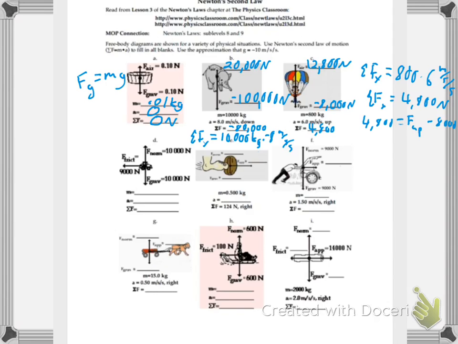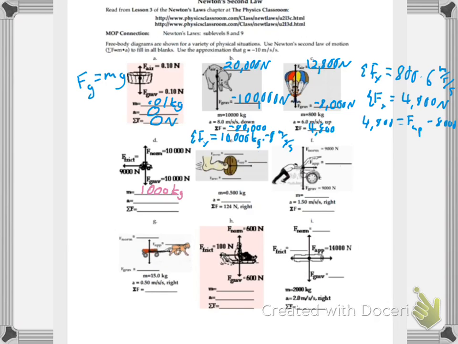Letter D. The sum of our forces in y is 0, so we have no acceleration in y. However, to find our mass, we will still use that force due to gravity. So here, our force due to gravity is 10,000 newtons. And we will divide that by 10 because that is the gravitational field strength, that acceleration due to gravity, which will give us a mass of 1,000 kilograms. 1,000 kilograms is our mass here.